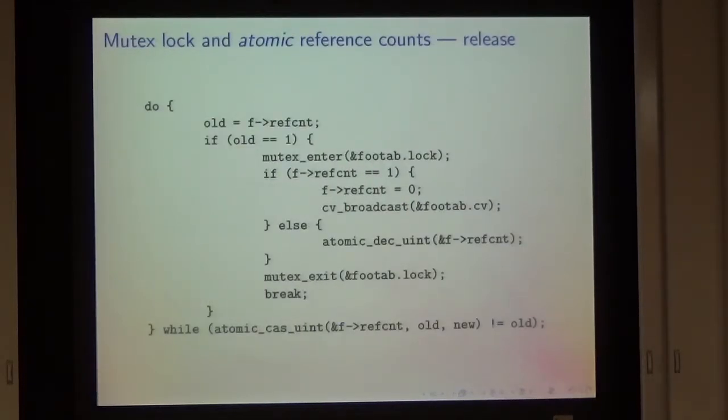And then to release, we do a little dance to decrement the reference count from 1, that is referenced, to 0, unreferenced, only under the lock, so that we can safely notify whoever is trying to destroy it. Otherwise, these are atomic operations, and the rest of this is just a standard atomic decrement written out with compare-and-swap.